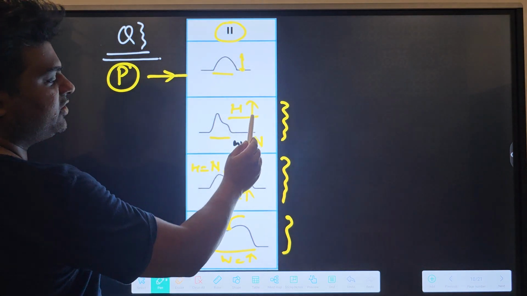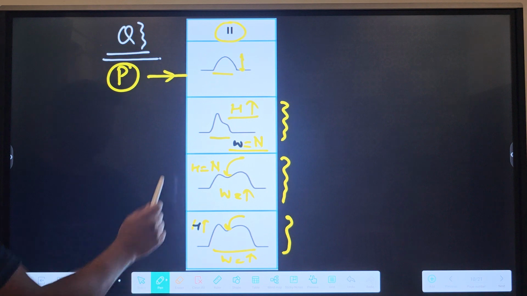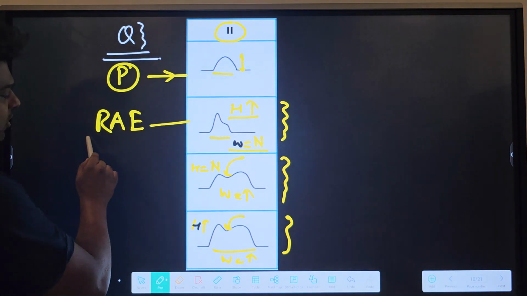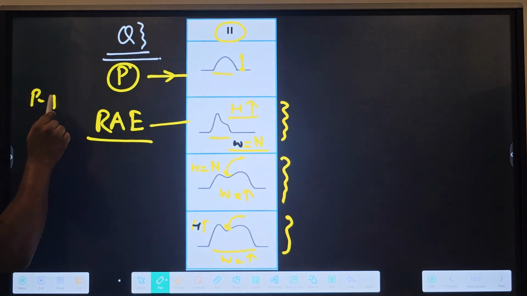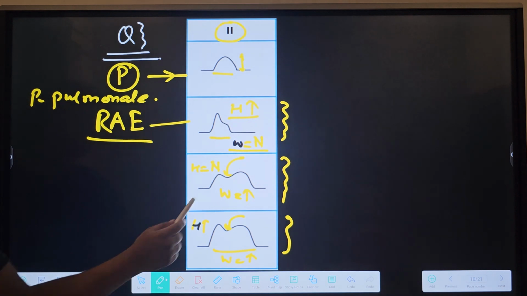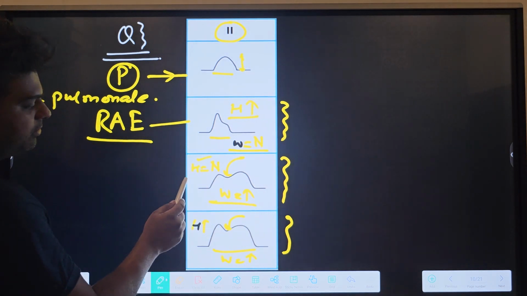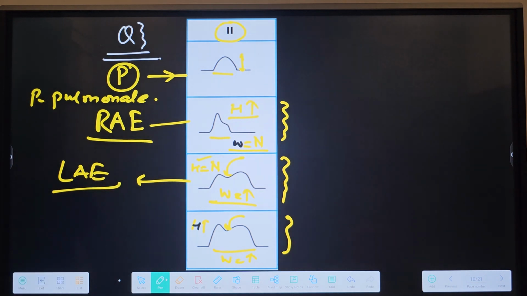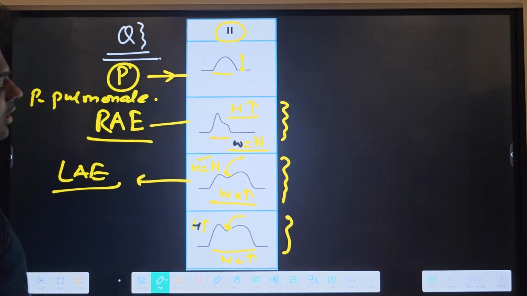Here the height is increased but the width is normal. That means this is an example of right atrial enlargement, or we will call it P pulmonale. Here the width is increased, height is normal. That means it is an example of left atrial enlargement, also called P mitral.